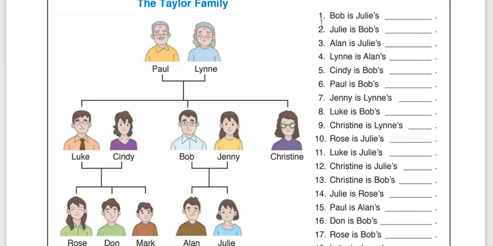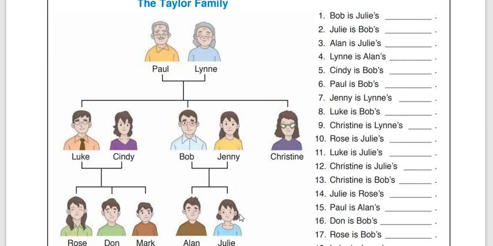Okay, Paul and Lynn have 3 kids: Luke, Bob, and Christine. Luke and Cindy. So Bob, where is Bob? Here. Okay, the second son of Paul. So Bob is Julie's father. Okay, you can see here this is Bob and this is Julie. Julie is Bob's daughter. Bob is Julie's father. Julie is Bob's daughter.